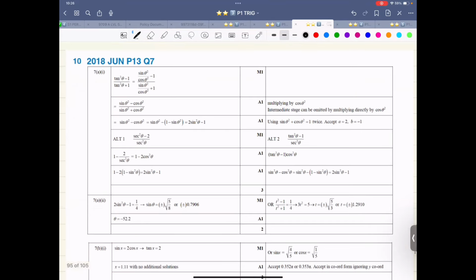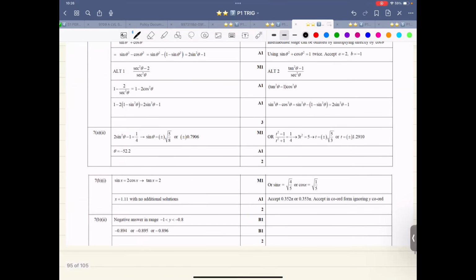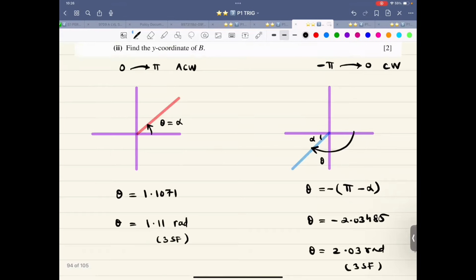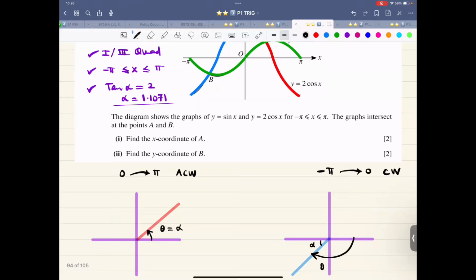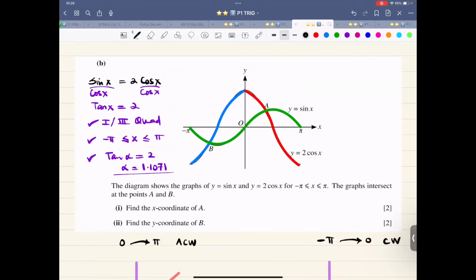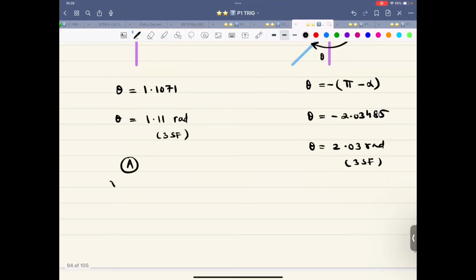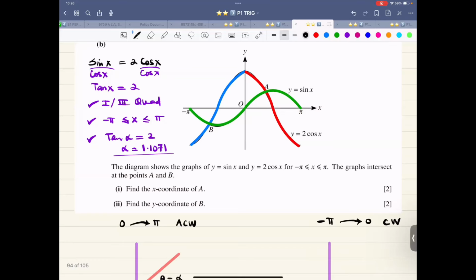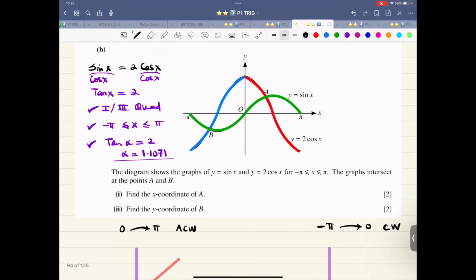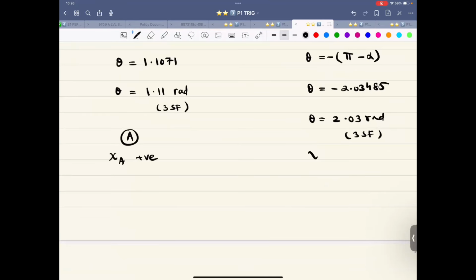Okay, I think this is some other answer maybe. Tangent x is 2, x is 1.11 with no negatives, with no additional solutions. Oh, first of all, it was asking the x coordinate of A. So A is this one. This is A. Why? Because the x coordinate of A is positive. So the y coordinate of B, that is negative. X coordinate of B is negative. Up to here it's all good, negative 2.03.